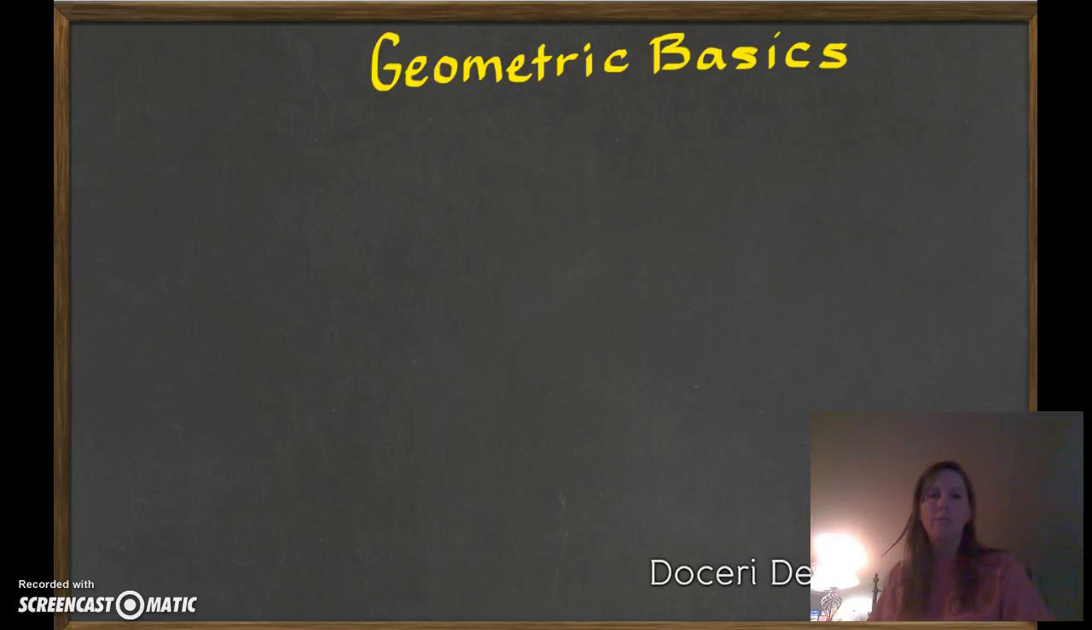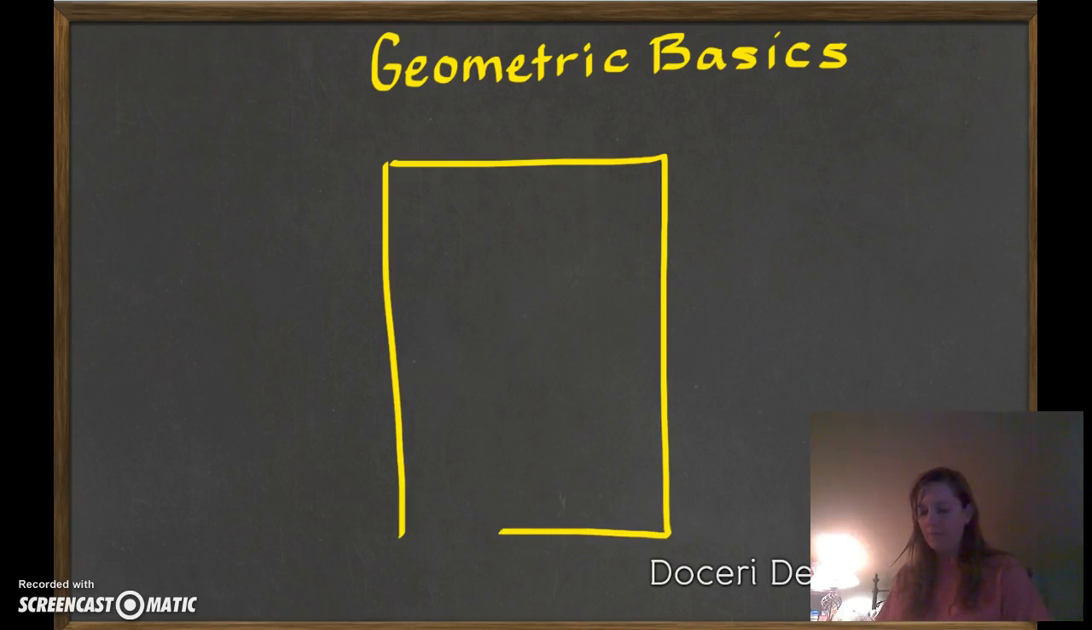Today we're going to review some geometric basics that you all learned in 4th grade. You should already have created your foldable, but if you haven't, you're going to take a piece of white paper and you want to tri-fold it. So when you open that paper up, you have 3 sections.